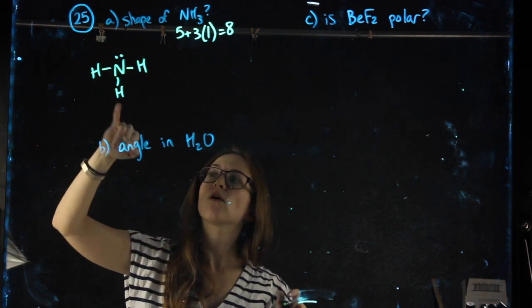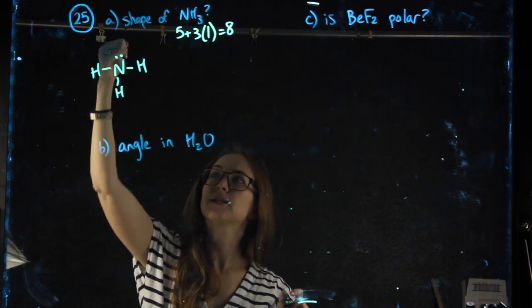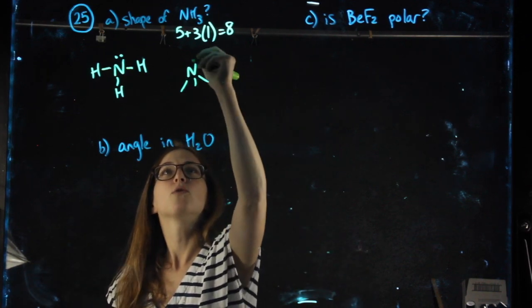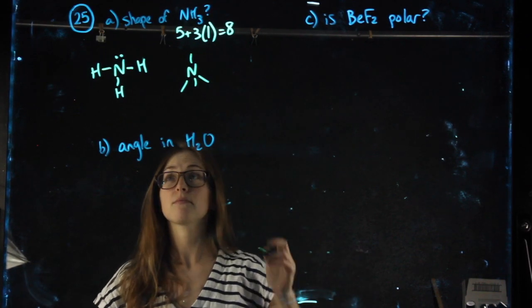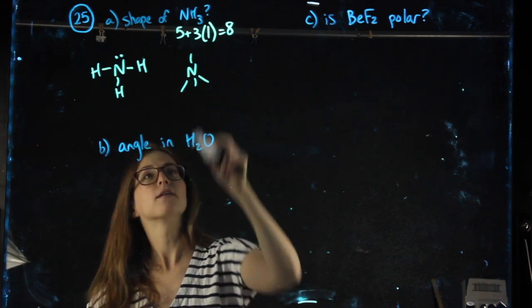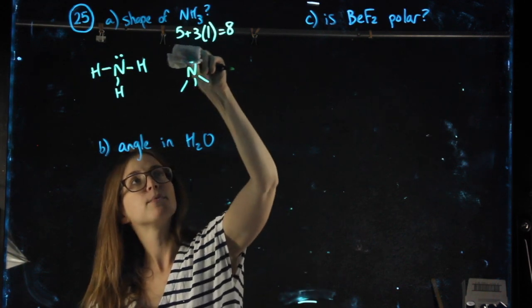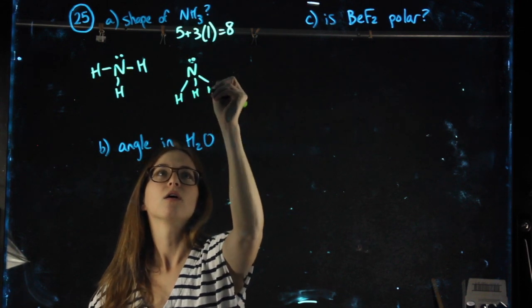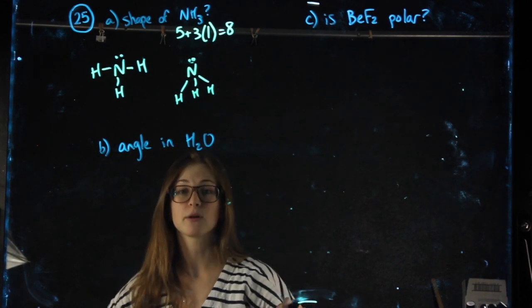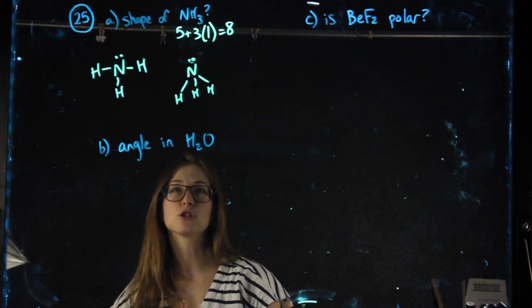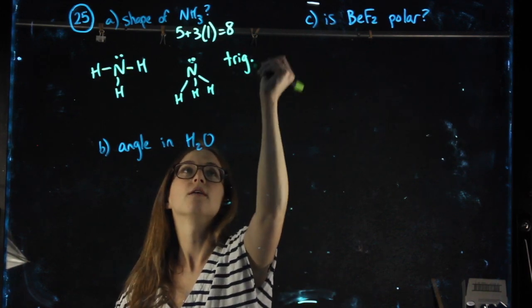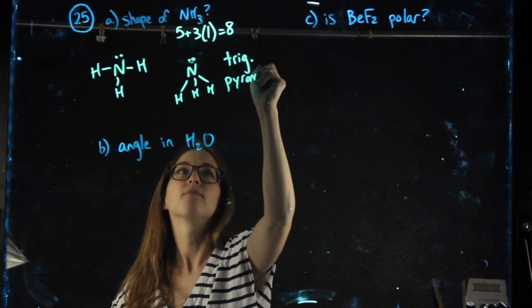Knowing that there are 4 things attached, 3 atoms and a lone pair, its general shape would look something like that. But one of them is not an atom, it's a lone pair. So my 3D drawing ends up looking like that. And then looking at that drawing, I know the name of it is trigonal pyramidal.